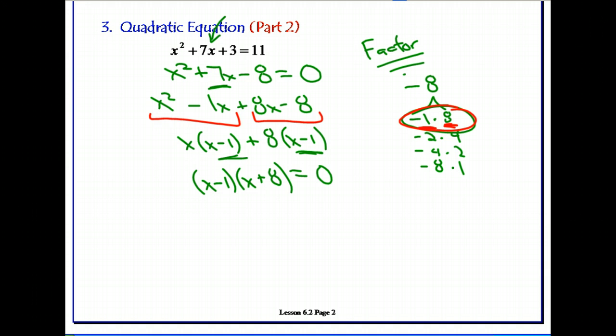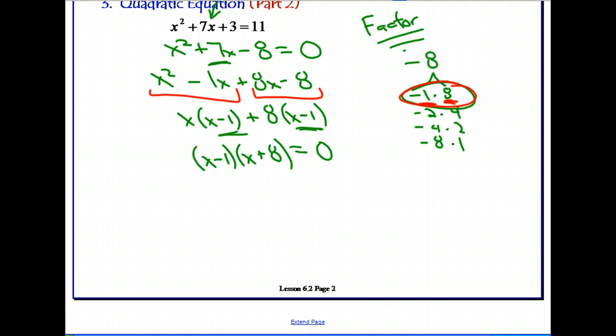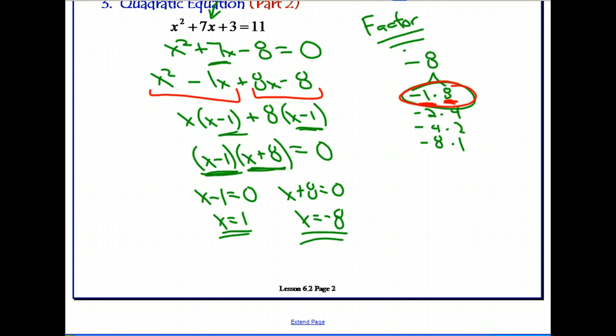Then I use something called the zero product property, because look, I'm multiplying two things and I'm getting 0. How could you multiply two things and get 0? Well, one of those two things has to be 0. So x minus 1 equals 0, meaning x equals 1, or x plus 8 equals 0, meaning x equals negative 8. So a really good algebra review going on here.